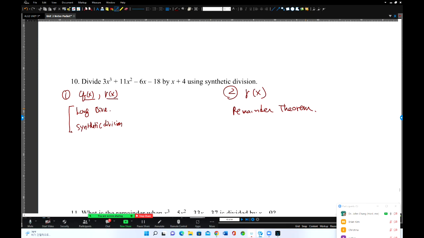What is long division? You know how to find long division. From here I'm going to use synthetic division. Synthetic division is a quotient operation. The highest coefficient is 3.